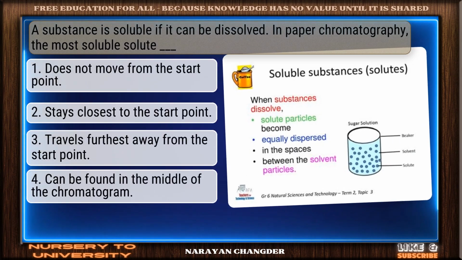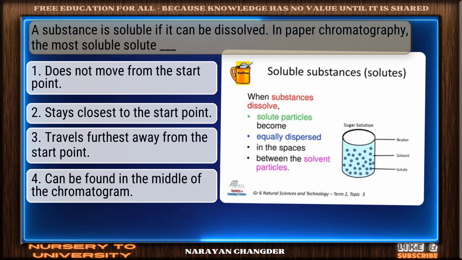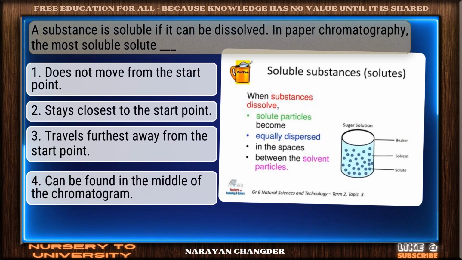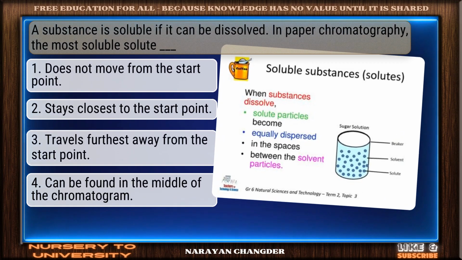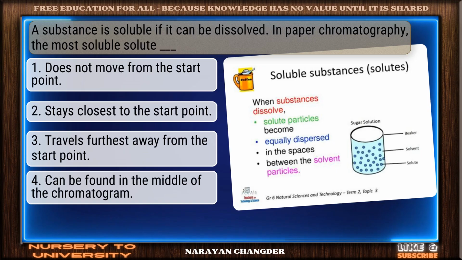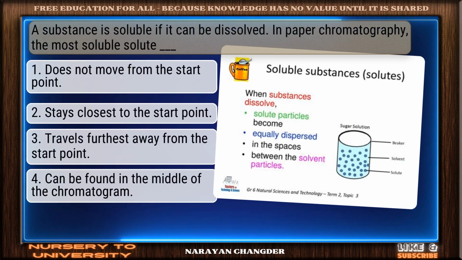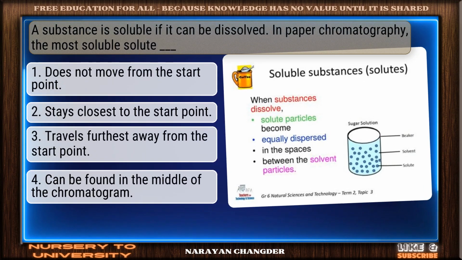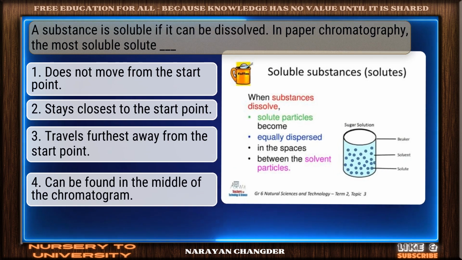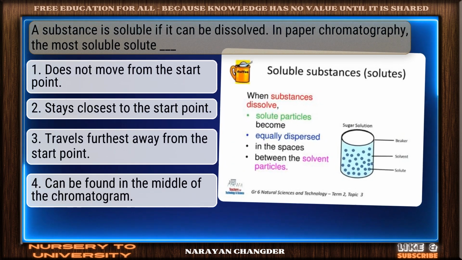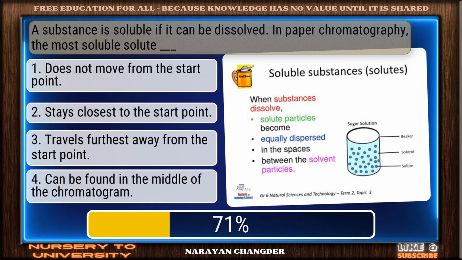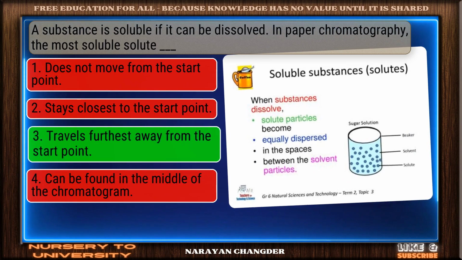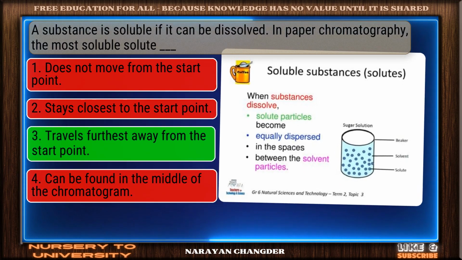A substance is soluble if it can be dissolved. In paper chromatography, the most soluble solute Option 1 does not move from the start point. Option 2 stays closest to the start point. Option 3 travels furthest away from the start point. Option 4 can be found in the middle of the chromatogram. Right, travels furthest away from the start point.